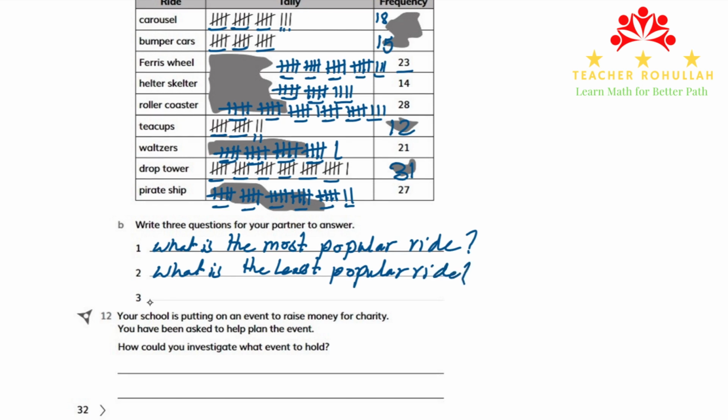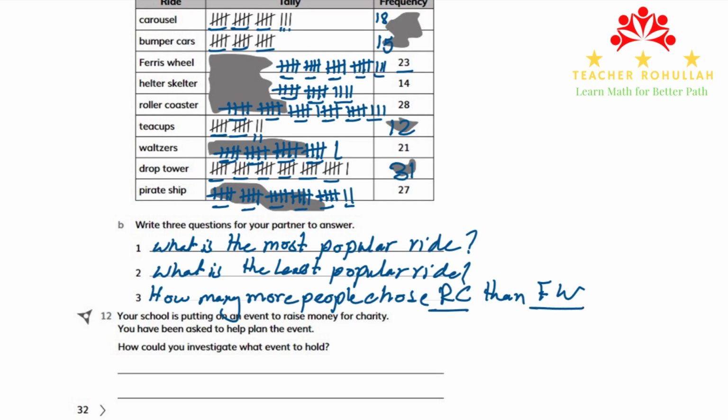And we can ask different questions according to the trolley chart and frequency table. For example, the other question that I can ask is, how many more people chose roller coaster? I will write RC, roller coaster, then Ferris wheel, FW. So here for this question, the partner has to answer by finding the difference between the two rides.